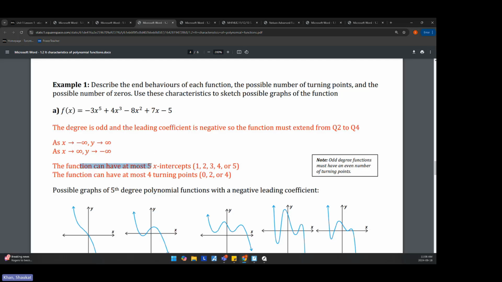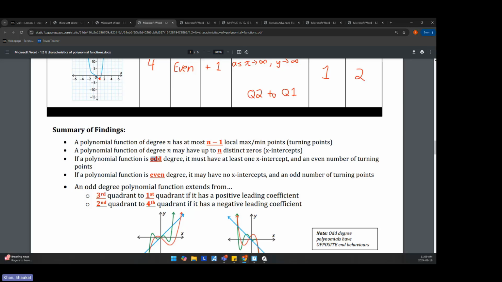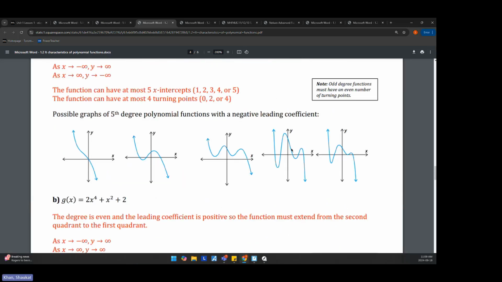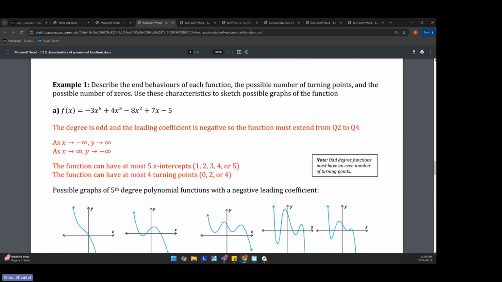The function can have at most 5 intercepts, or at most 4 turning points. Specifically, it can only have 0, 2, or 4 turning points. It cannot have a single turning point or 3 turning points, because remember, it's an odd degree, and it has to have an even number of turning points. So these are possible graphs of a 5th degree polynomial function with a negative leading coefficient. These are all possible.